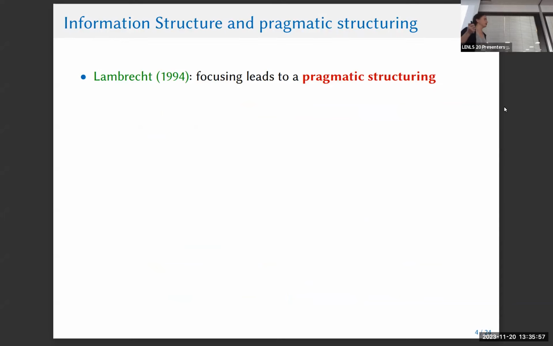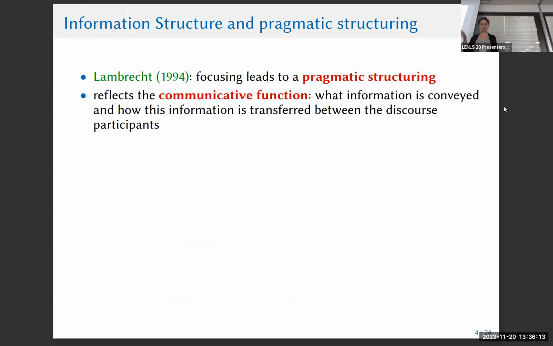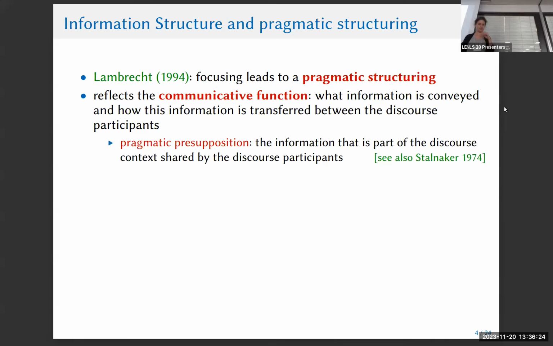So quickly about Lambrecht. This is the information structure view I'm playing around with. Lambrecht claims that focusing leads to pragmatic structuring, as opposed to, for example, Krifka, who structures the semantic representation, etc. And information structure reflects essentially the communicative function: what information is conveyed, how it's transferred between the discourse participants.